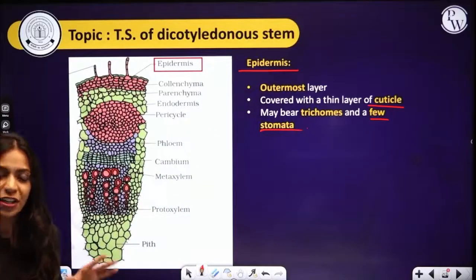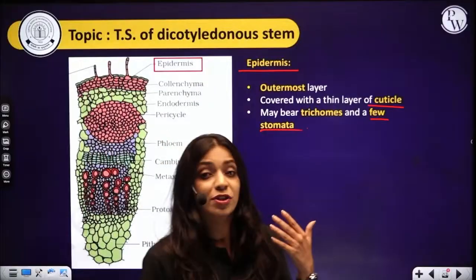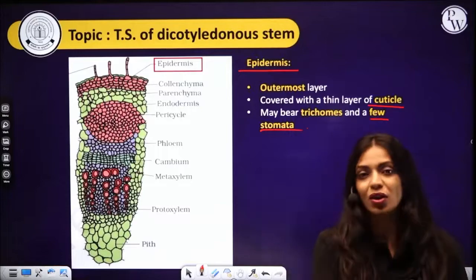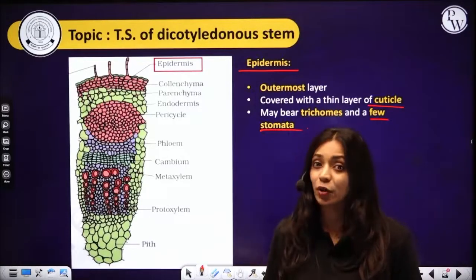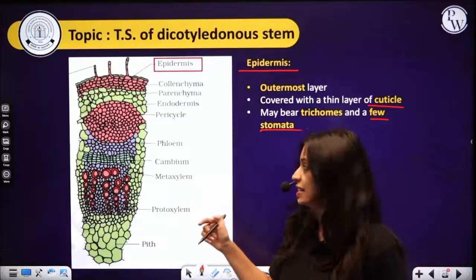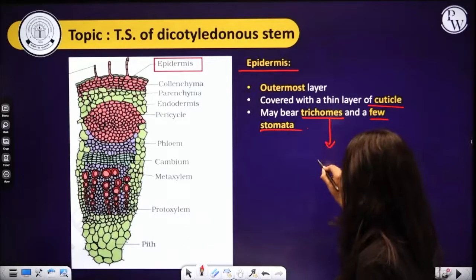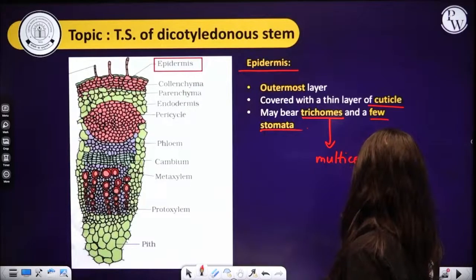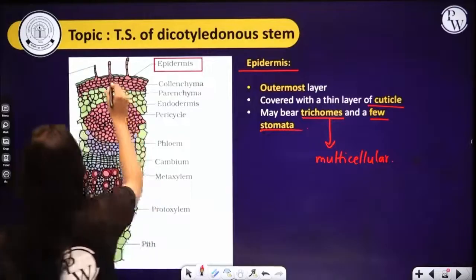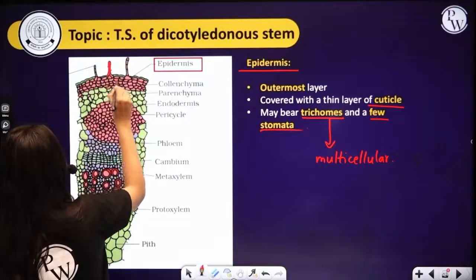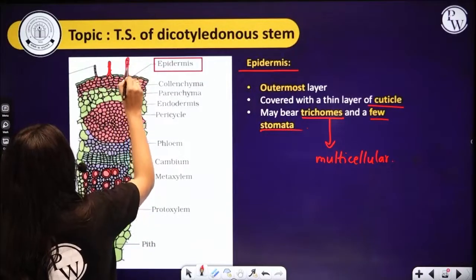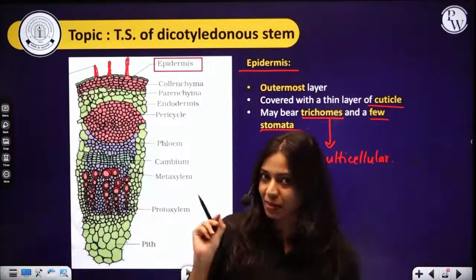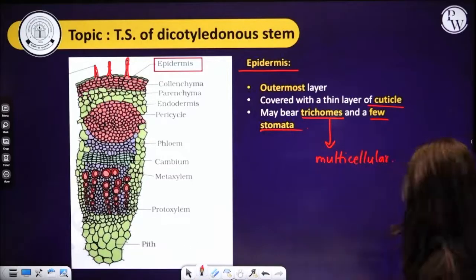and some of them may even bear hair on their surface, which we call trichomes. The difference between hair that is found on the surface of roots and stem is that in the root, like I mentioned earlier, unicellular root hair are found, but the hair or trichomes that you find in dicot stems are multicellular in nature. In order to represent that, you have these lines here. See in the illustration. So these septa or lines here represent that the trichomes are generally multicellular. Okay, so that's about the epidermis.